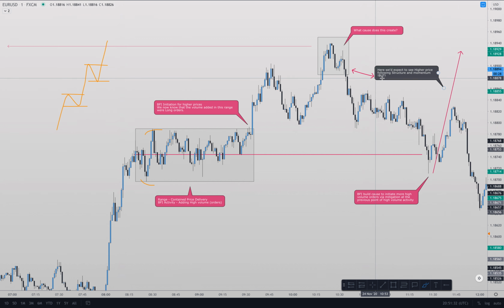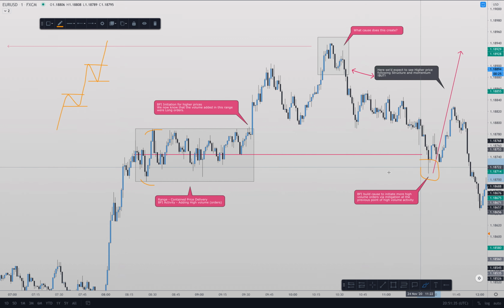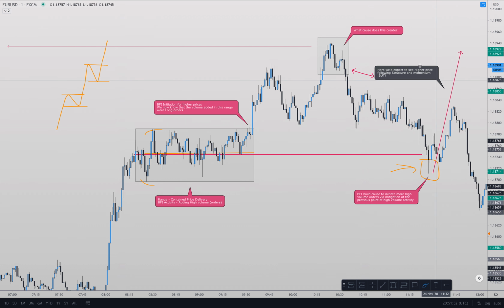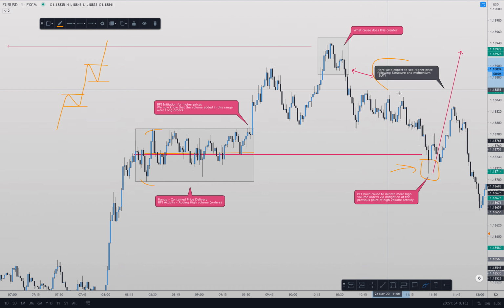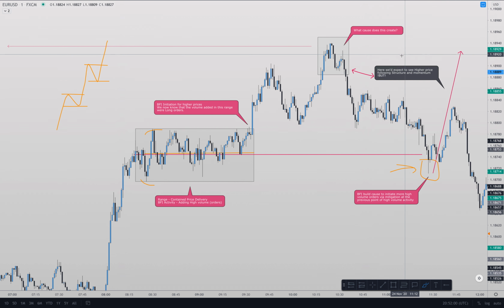So what we'd expect when price has reacted along the lines of something that looks like this is, of course, higher prices, right? Here's our ideal price delivery. We have range, initiation, cause built, right? For the mitigation, price mitigates, and we get that continuation. So here we'd expect to see higher prices following structure and momentum, but, right? And there's a big but here.